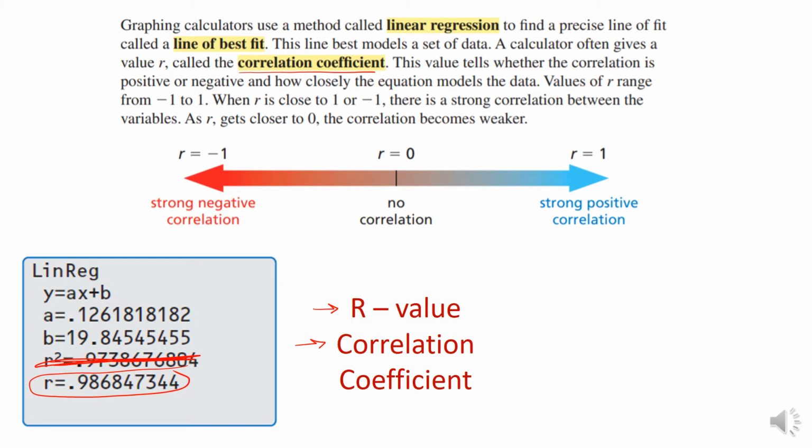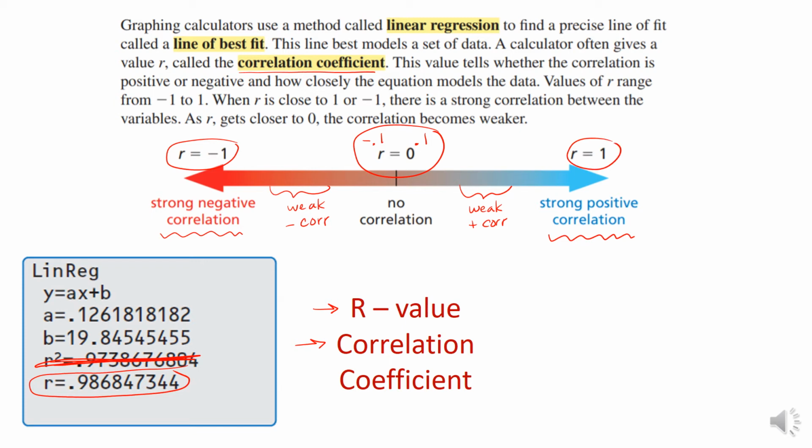Values of R range from -1 to 1. When R is close to -1 or 1, there's a strong correlation. So look at this. Strong negative correlation. Strong positive correlation. But if it's right here or right here, that is no correlation. Okay, around here. This is a weak correlation. And this is a weak positive correlation. So you have to understand that these are both great. Okay, these are both strong correlations. So that's what your R value tells you.